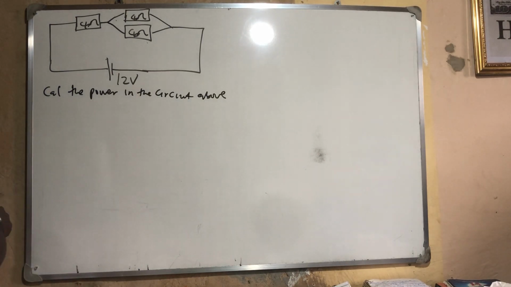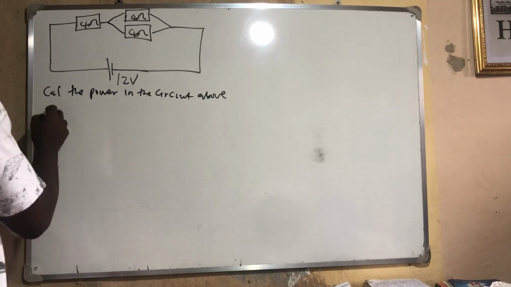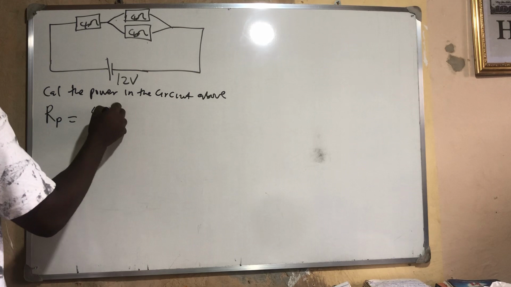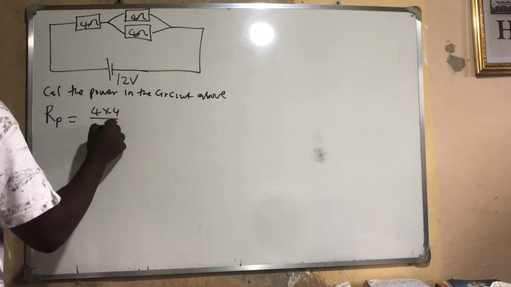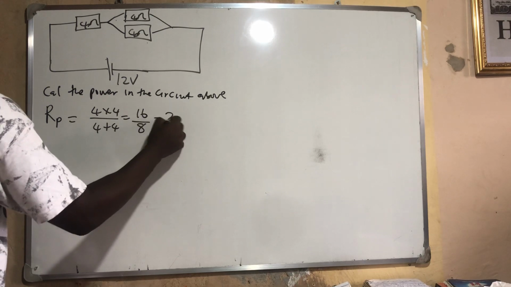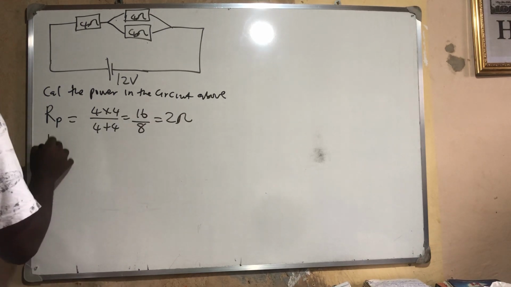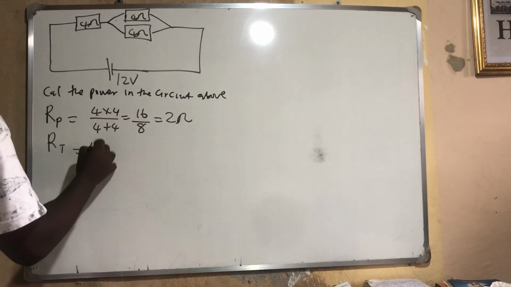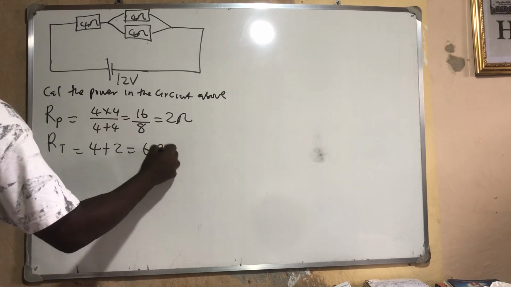First of all we need the total resistance. For Rp, those in parallel, it will be 4 times 4 divided by 4 plus 4. So 4 times 4 is 16, 4 plus 4 is 8, so I have 2 ohms. Then the total resistance, this one now is in series, so it will be 4 plus 2, which is 6 ohms.